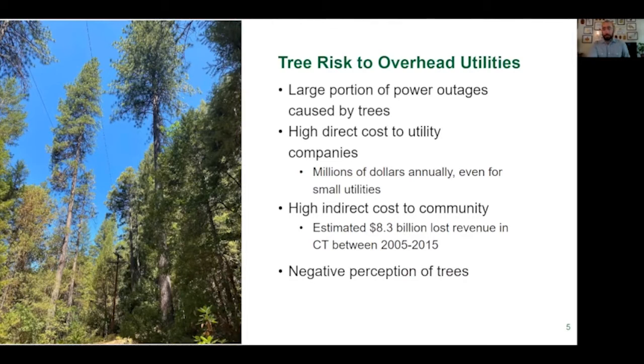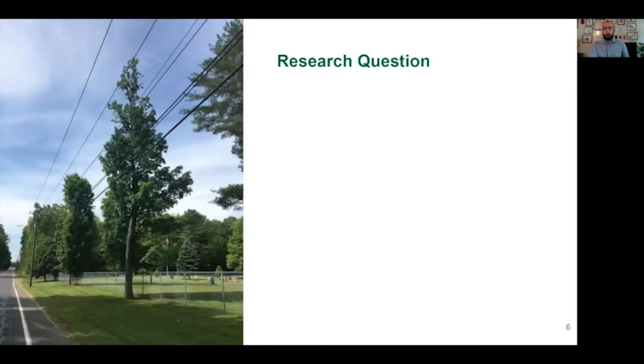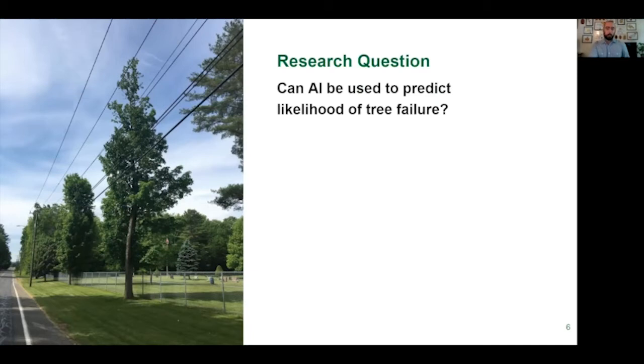And all these things can lead to a negative perception of trees from the public and utility companies. So that frames our research question for today: can artificial intelligence be used to predict likelihood of tree failure and try to get out ahead of these outage events?